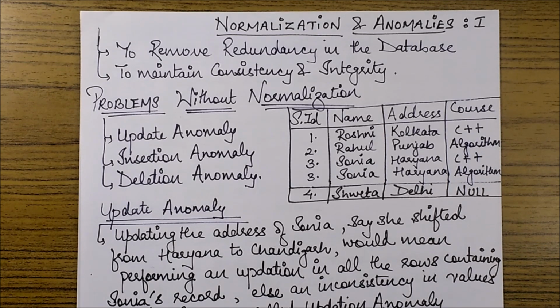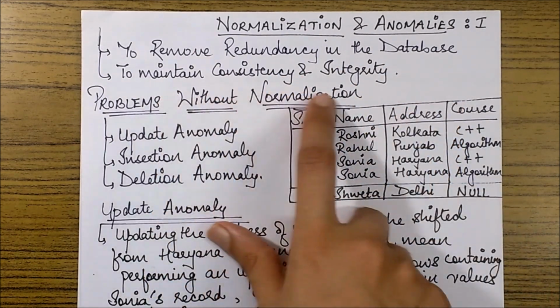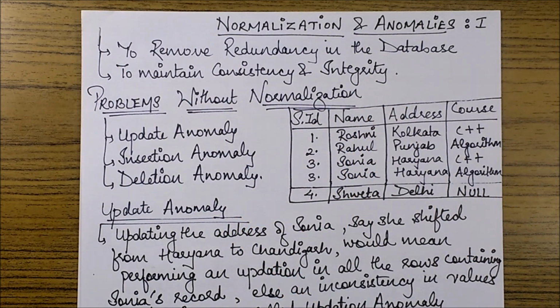Hello friends, in this session we are going to learn about normalization and the anomalies associated with it. So first of all, why do we perform normalization? The main important points to perform normalization are to remove the redundancy in the database and to maintain the consistency and integrity. So what do I mean by removing the redundancy?